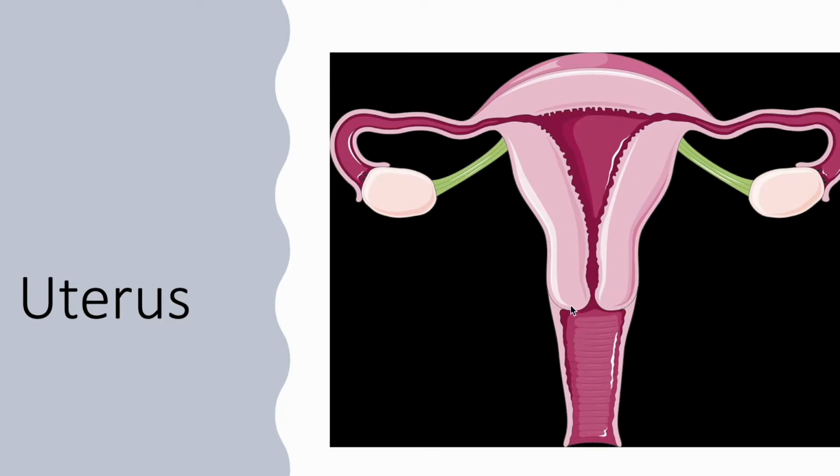These two structures on the sides are called the cervical lips. This part opens at the time of contractions. This part is going to dilate and thin, and this is the vagina.